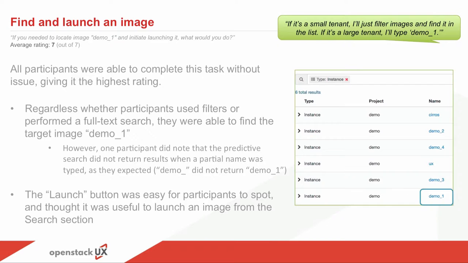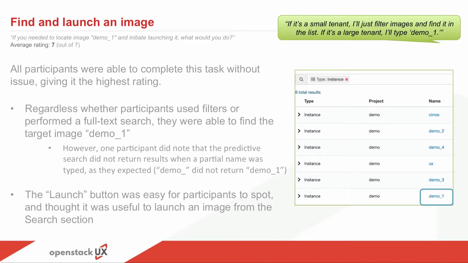The first task was to find and launch an image. Like I mentioned before, everyone was able to complete this task and everyone rated it very high. That said, there were a couple of different methods that participants used to complete the task. Some people did a full text search for the name of the image, in this case demo_1. Other people used the filters, first filtering for type instance, and then looking for the name. As the image here shows, demo1 is seen there in the blue circle.